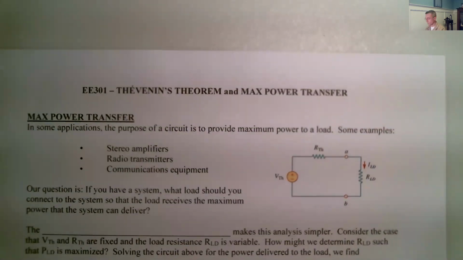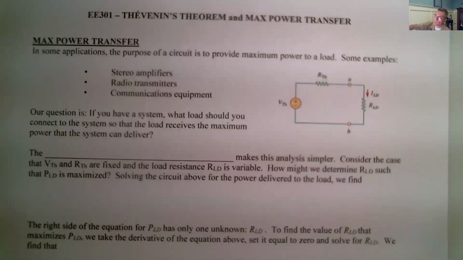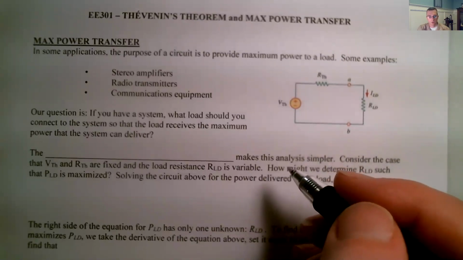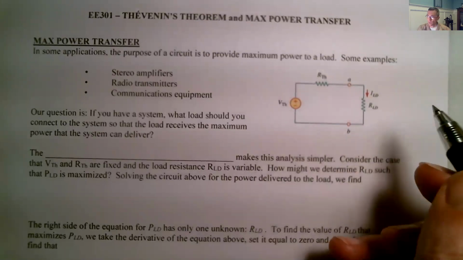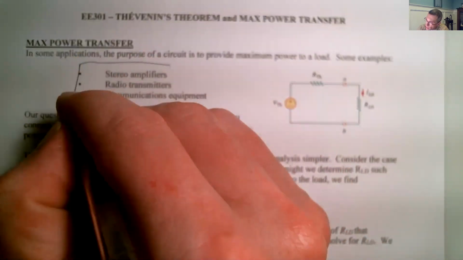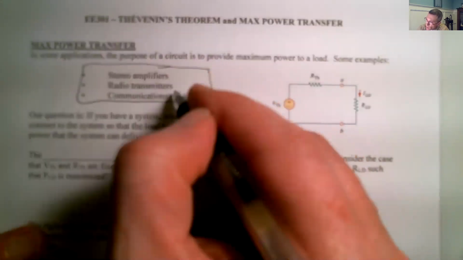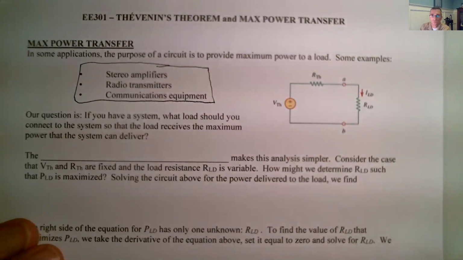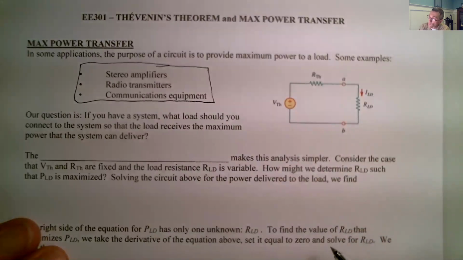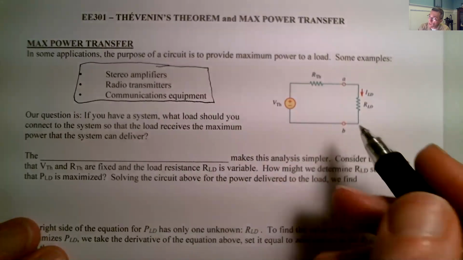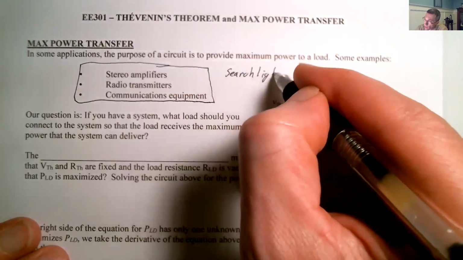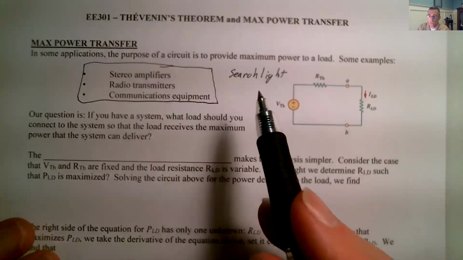All right, so I'm going to skip over the examples for right now and move on to a discussion of maximum power transfer. In some applications, the purpose of a circuit is to provide maximum power to the load. So what are examples of those? And we may ask you some of these. Really, it's things like stereo amplifiers, radio transmitters. It's things where you want to broadcast. Now, we asked this on a test once, and an original answer that I got that I thought was kind of interesting that works is a searchlight. So you want to get maximum power to that searchlight.